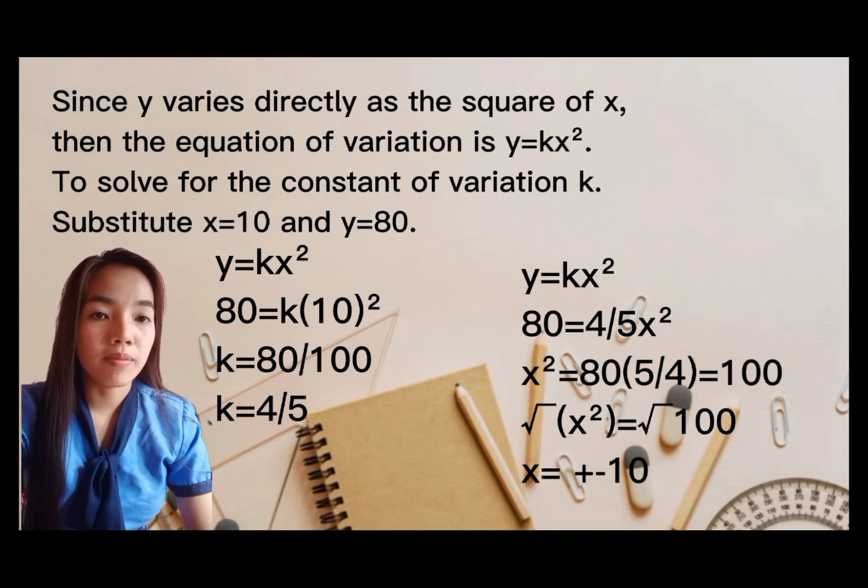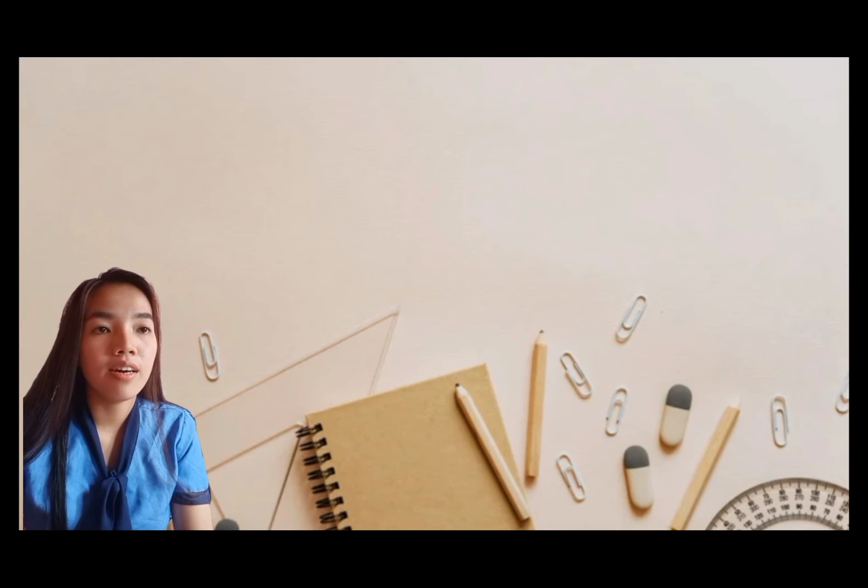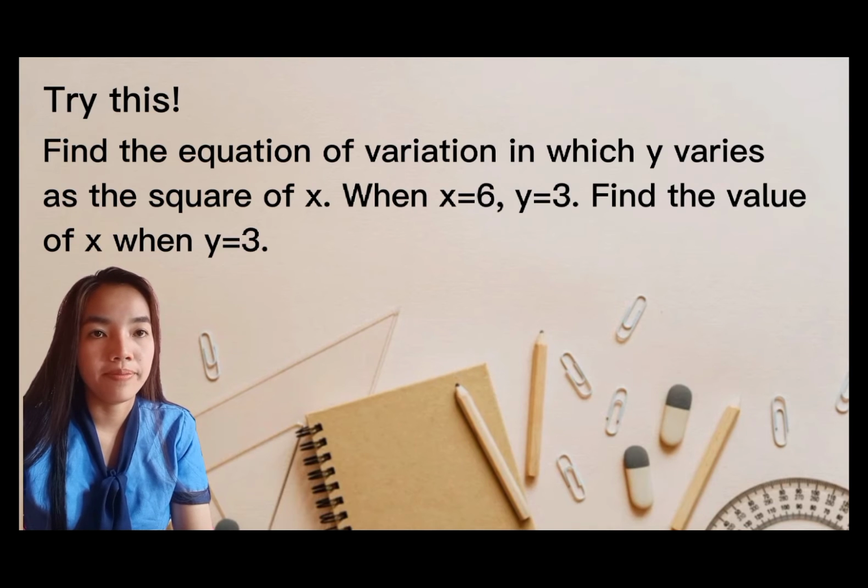We take the square root to cancel out the square. So the answer is positive and negative 10 for the value of x. Okay class, did you understand our examples? If yes, let's try this equation.